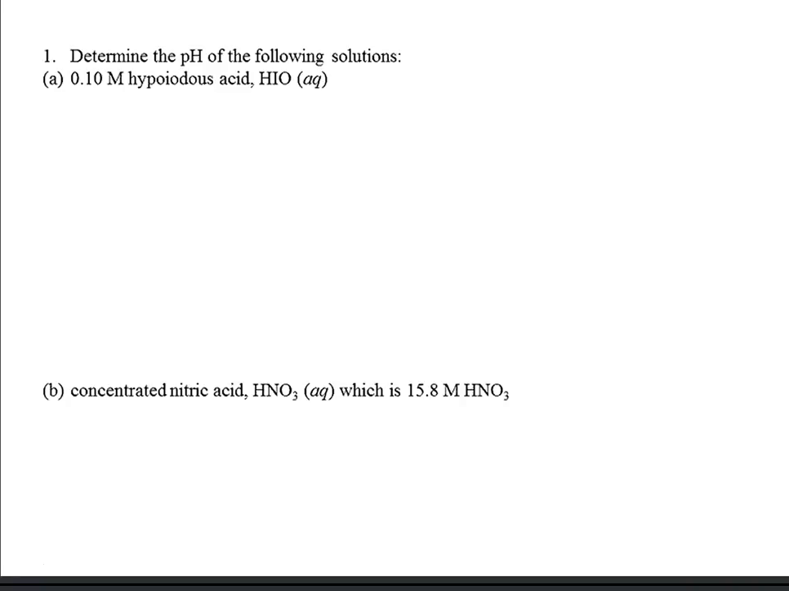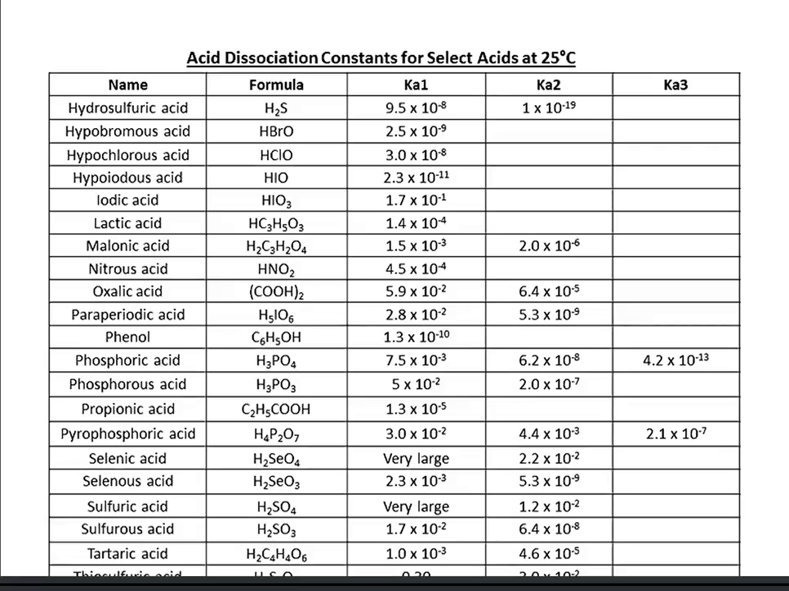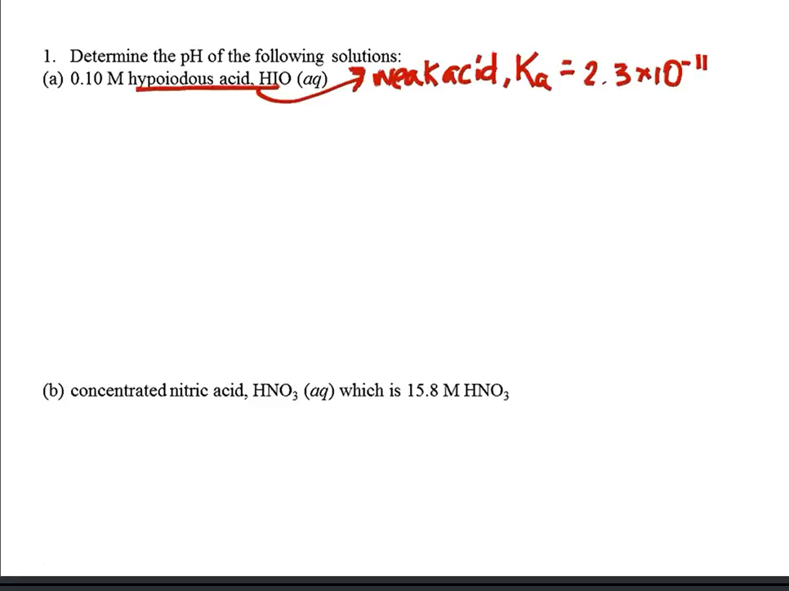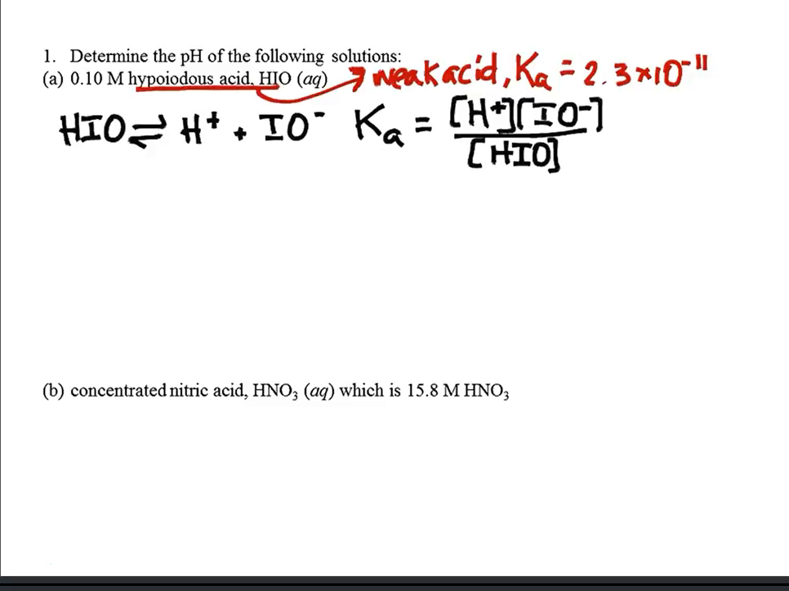So number one, we're going to determine the pH of the following aqueous solutions. Hypoiodous acid. If we check our table here, it is on the Ka table, which means it is a weak acid with a Ka of 2.3 times 10 to the minus 11. If it's a weak acid, we need to write its acid dissociation reaction with a double arrow, where HIO dissociates into H plus and IO minus. Or you can write it with HIO adding to water and forming hydronium ion, H3O plus, and IO minus on the other side. Either way, you're going to have a Ka expression, which is the products divided by the reactants.